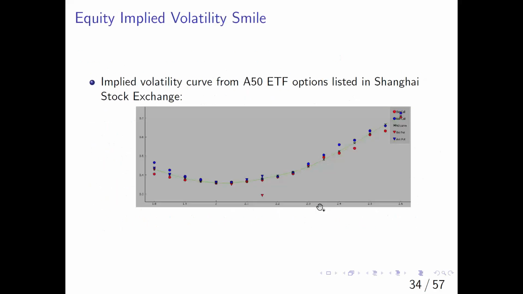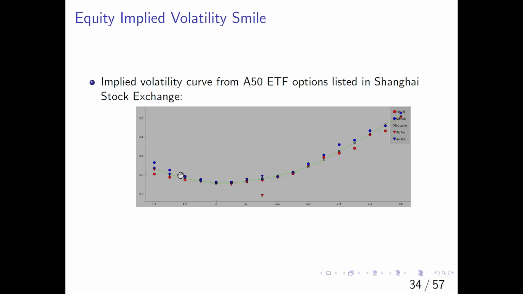First of all, this was 8 or 9 years ago, when the A50 ETF had just launched. Back then, there were not many quotes for different strikes. The put side doesn't have enough strikes. I'm pretty sure if the put side had more strikes, it would go up like this.